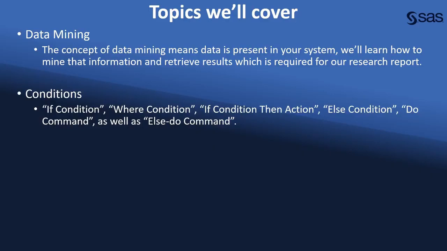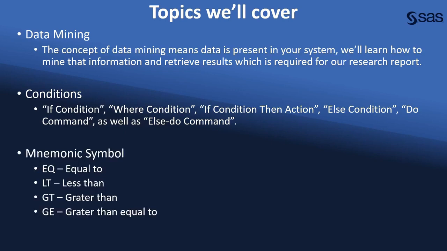We'll be using if condition, where condition, if condition, then action, else condition, do command, as well as else do command. We'll also be looking at mnemonic symbols such as equal to we can write EQ, less than we can write LT, greater than we can write GT, greater than equal to we can write GE, and many more which you can learn from the Little SAS book.